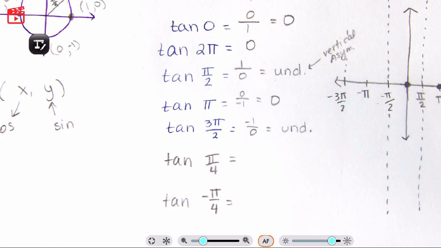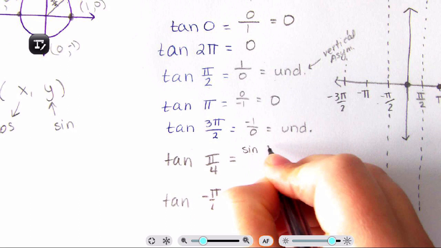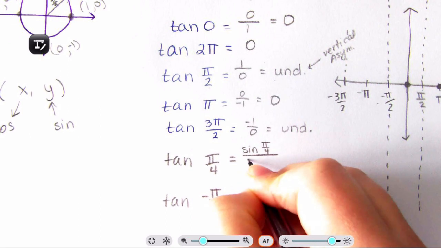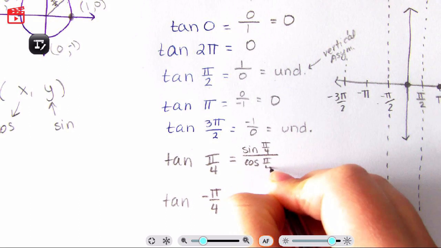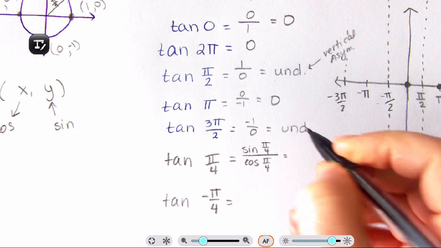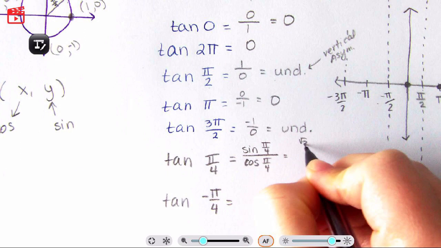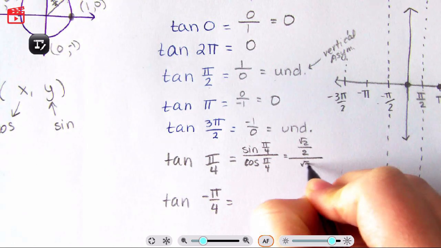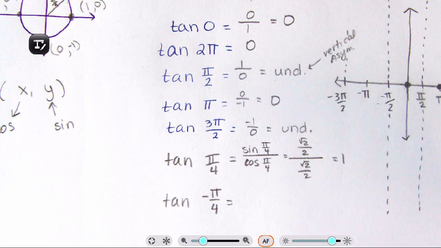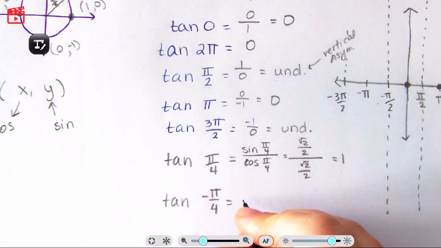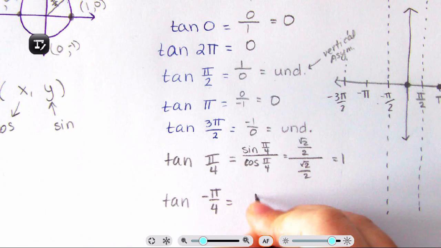Again, what is tangent? Tangent is sine over cosine. What is sine of pi fourths? And what is cosine of pi fourths? And that is root 2 over 2, and that just equals 1. So tangent of pi fourths is 1. And then tangent of negative pi fourths is 1.